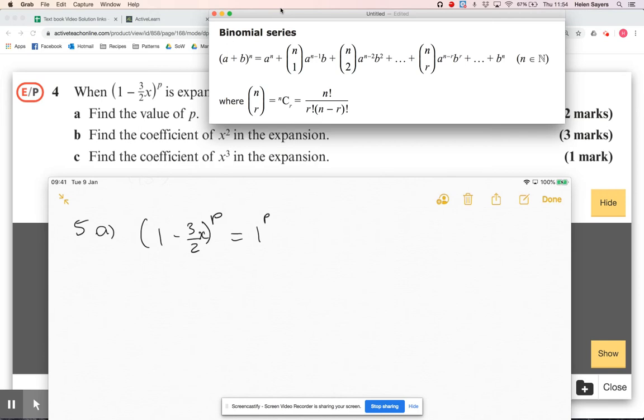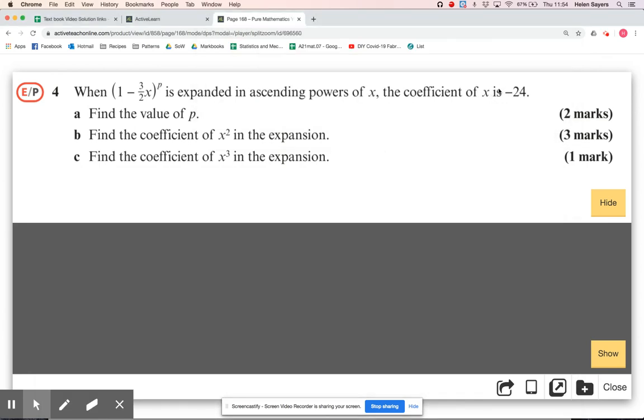Then the term we were interested in is going to be from p choose 1. It'll be 1 to the power of p minus 1, but that's just going to be 1. So in fact, I'm just going to rub that out. It just makes it look more complicated. And then minus 3 over 2x to the power of 1. Okay, so there's my x term. And what they're telling me in the question is that that should equal minus 24x. The coefficient of x is minus 24.